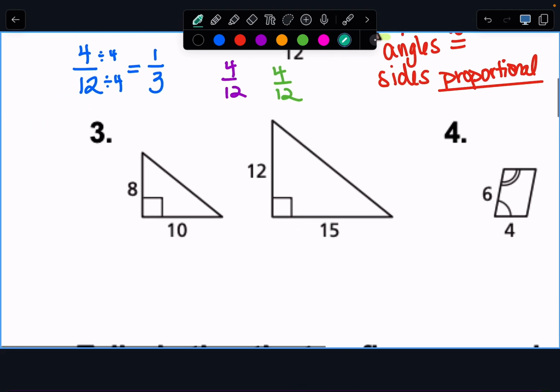Hey, Brandon, you're not supposed to use my markers on paper. If you need a pencil, I have pencils in the back. Okay.